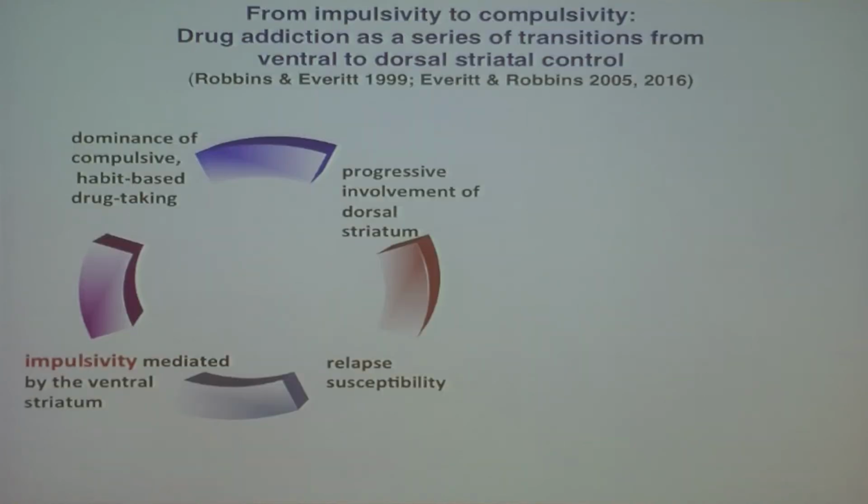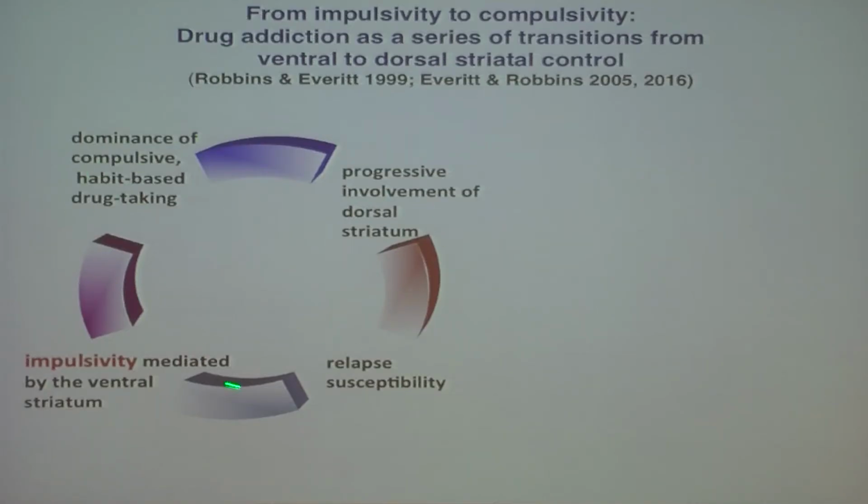Hence, the hypothesis, Barry Everett and myself, from impulsivity mediated by the ventral striatum to compulsive behaviour. And here the idea is that, as you'll hear, an important element of compulsive behaviour is the tendency to form habits which get out of control of the frontal cortex. But as we know, again, from rodent work and also some human work, the dorsal striatum is more implicated in the control of habits. I'll be defining what I mean by this in a moment. And also, indeed, in terms of relapse susceptibility.